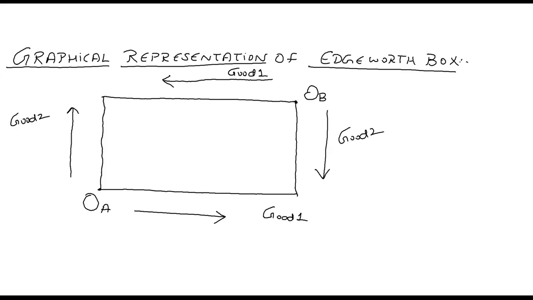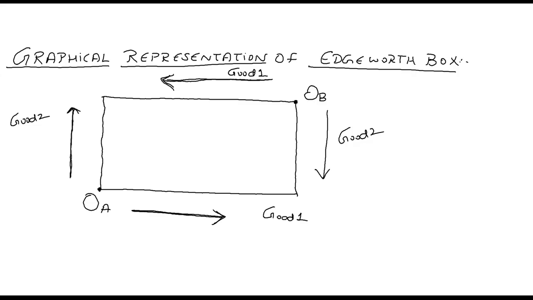So it's very simple. When you are plotting the Edgeworth box, you need to see how you are measuring goods and with respect to whose origin. So this is agent A's origin. This is agent B's origin. From agent A's origin, good 1 is measured on the horizontal axis from left to right. Good 2 is measured on the vertical axis like this, upwards. From agent B's origin, good 1 is measured towards the left in this direction, and good 2 is measured downwards.